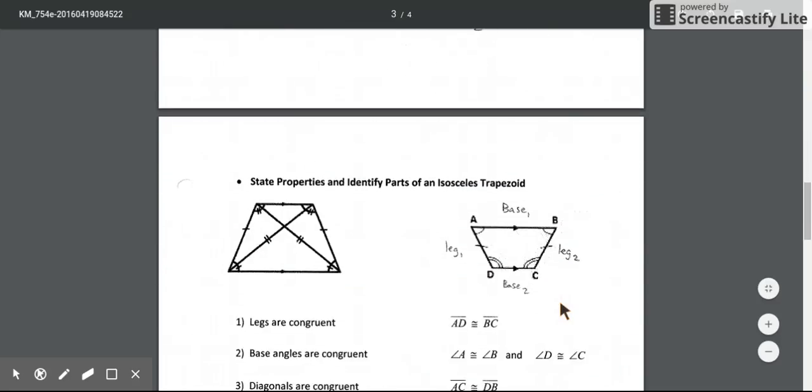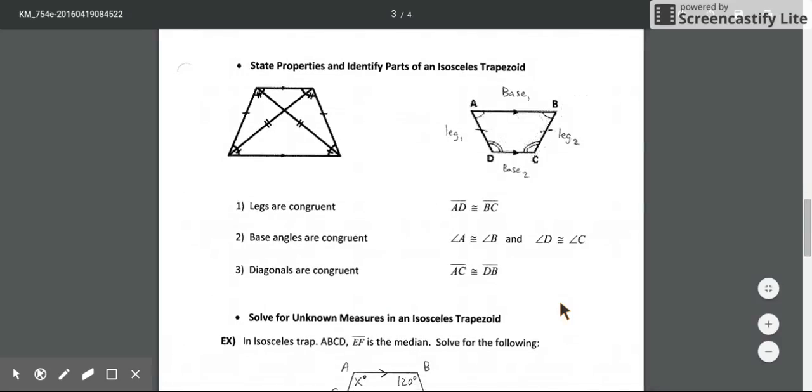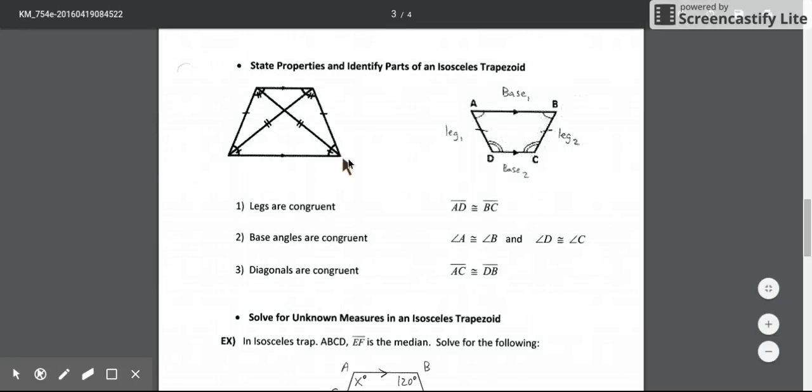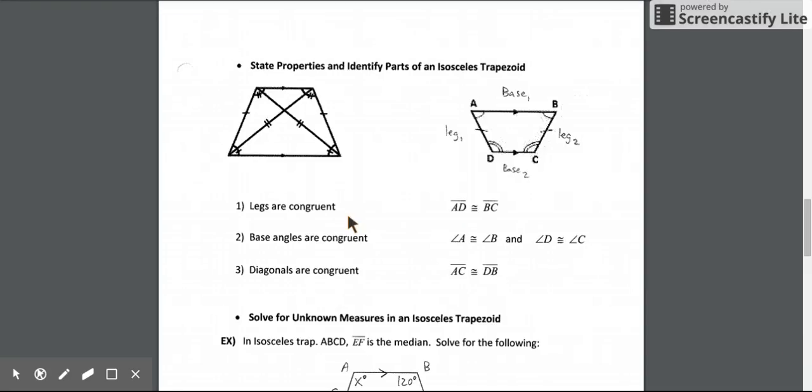Let's talk about one specific type of trapezoid called an isosceles trapezoid. And again, that's just an isosceles triangle with the top cut off. So it could be facing this way, it could be rotated and facing this way. Either way, the bases are still the parallel sides, the legs are still the non-parallel sides. But this time, because we had an isosceles triangle, we're going to have base angles that are congruent. And we're going to have legs that are congruent. There's also a third property of an isosceles trapezoid, and that is that the diagonals are in fact congruent, just like in rectangles.